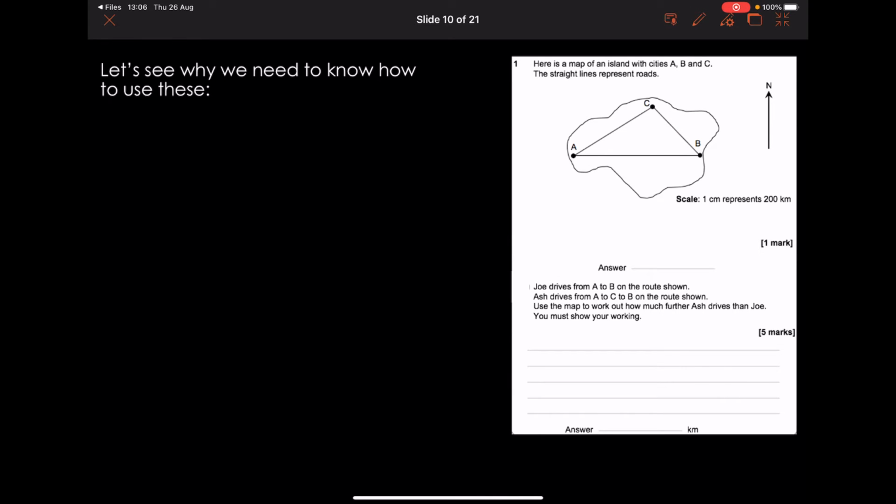It says that Joe drives from A to B on the route shown. Ash drives from A to C to B on the route shown. Use the map to work out how much further Ash drives than Joe. You must show your working.